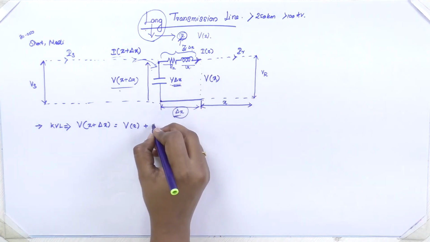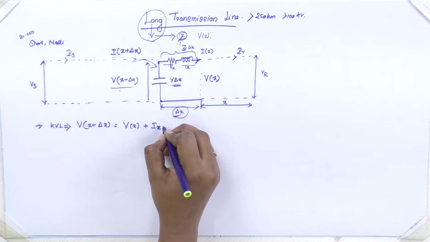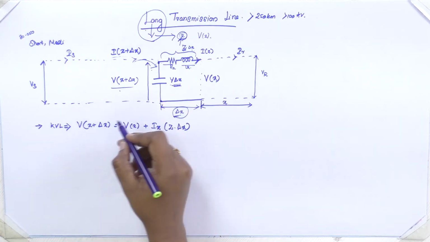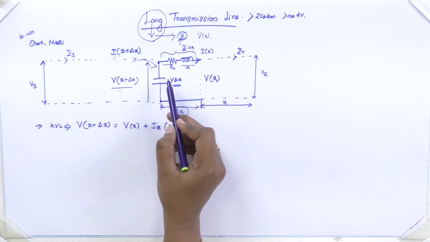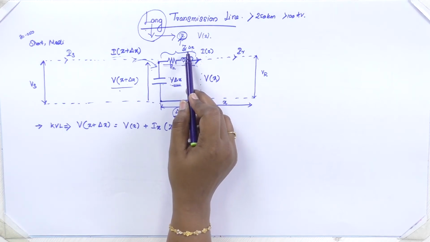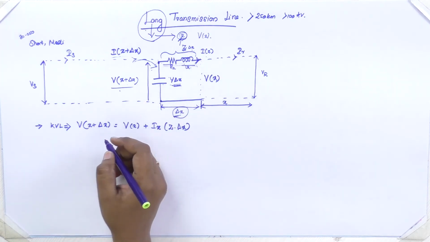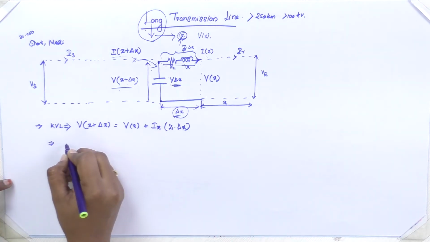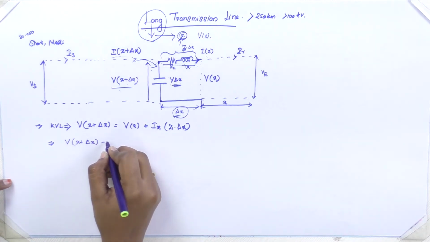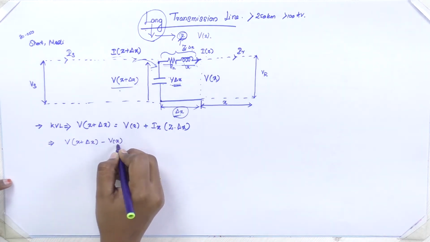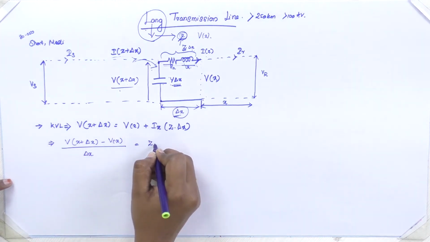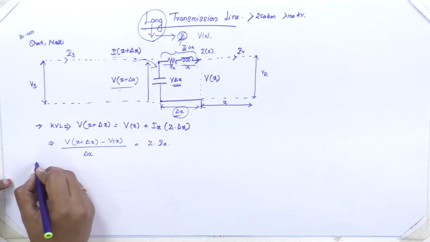Flowing at this point, that is Ix into Z into del x. So the first equation is V of x plus del x, which is equal to V of x plus the current here, Ix into Z into del x. So rearranging this equation, V of x plus del x minus V of x divided by del x, which is equal to Z into I of x.